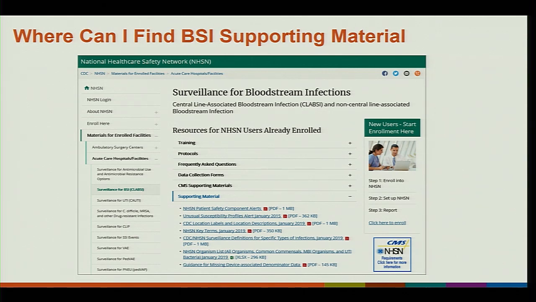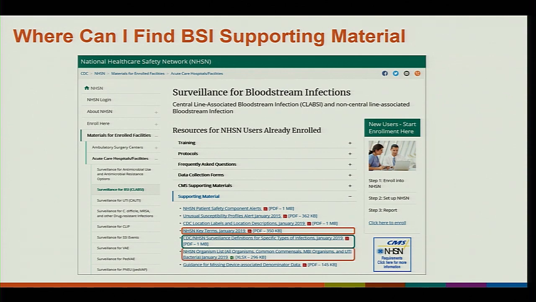Finally, under the supporting materials section, you will find important resources such as key terms or chapter 17, which is the site-specific infection definitions for secondary BSI determination, and the NHSN organism list that you would need for BSI surveillance. This organism list is an Excel file with individual tabs at the bottom listing all organisms, your common commensals, and your MBI organisms. Please make sure you are referencing the most recent material.